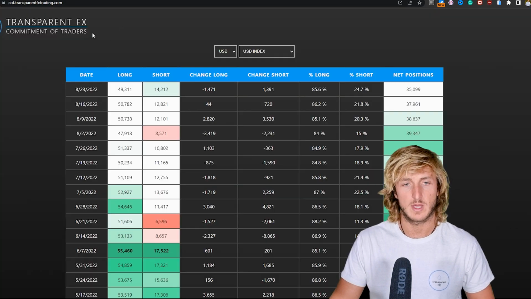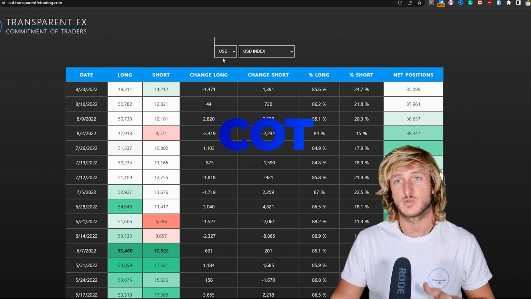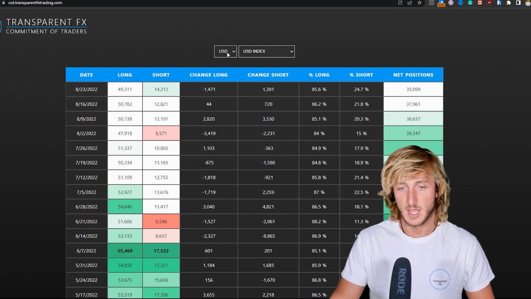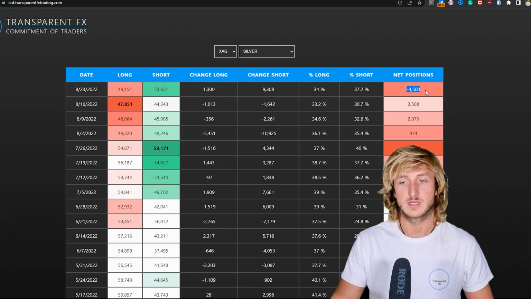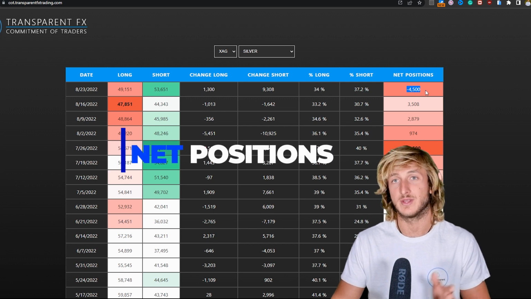Now, if we go and see what we have when it comes to the commitment of traders, so the COT data, which is what the non-commercials, so the biggest speculators in the market, are doing, and we go and see what we have on silver from an institutional perspective, what we can see here is that with the last report, net positions actually got decreased.